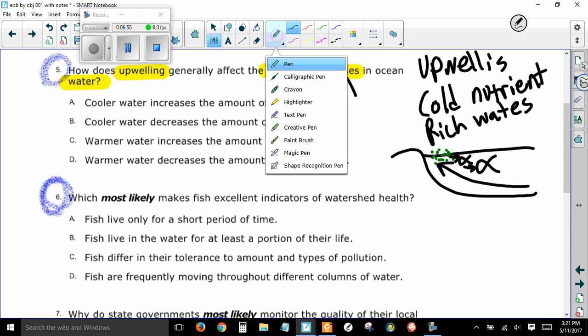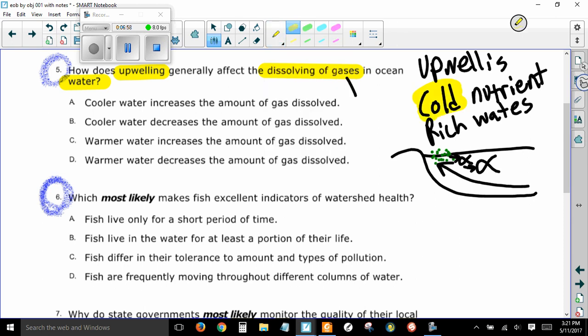Well, we said that we've got cold, nutrient-rich water. So it would be cooler water. And we just said that cooler water means more dissolved gas. But we got to read all the choices. Cooler water decreases the amount of dissolved gas. No, that's the opposite of what we said. Warmer water increases the amount of gas dissolved. No, that's the opposite of what we just said. Warmer water decreases the amount of gas dissolved. Now that's true. So A and D are both true statements.